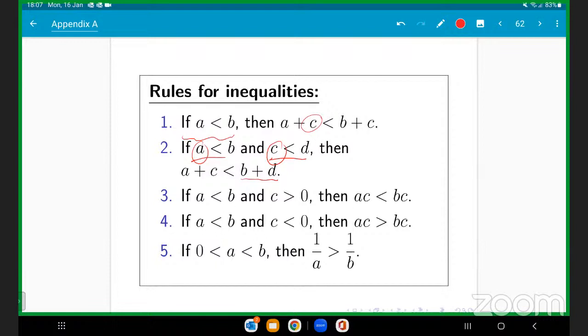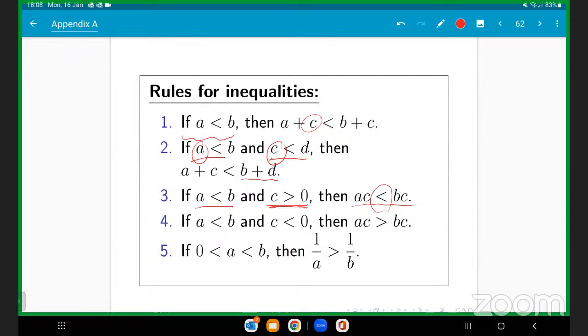Thirdly, let's say the inequality A less than B is true, and if C is a positive number, then you can multiply by C on both sides of the inequality. And since C is positive, that's the important thing in number 3, the inequality will remain the same. So if you multiply by a positive factor, the original inequality is respected.